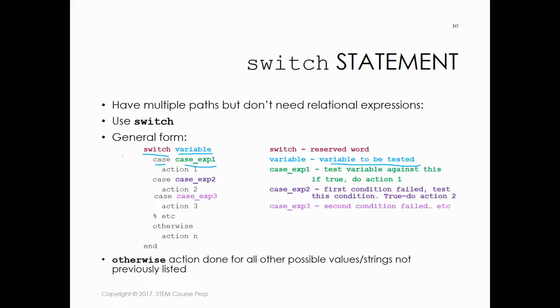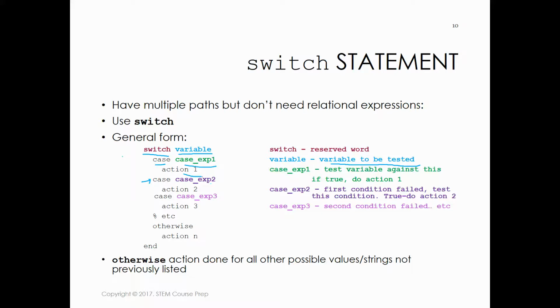Basically what you're going to do is test your variable. So let's go back to color. If we were looking at colors, we would test our color to this option. Here we would put, say, red. If the color was actually red, we're going to do action 1. If it's not red, so if this doesn't match what's in the variable, then we're going to go down to the next case.